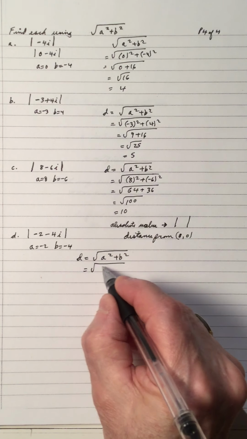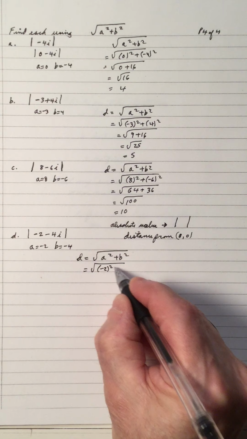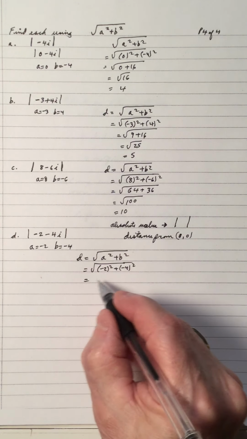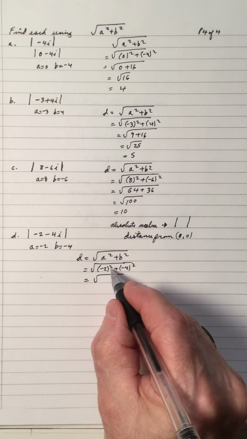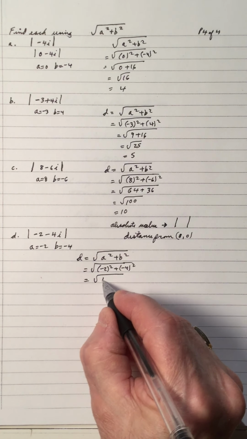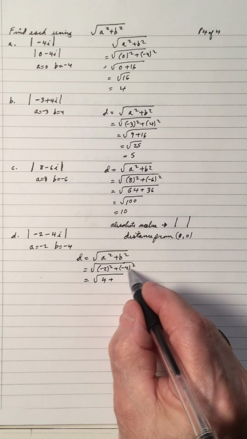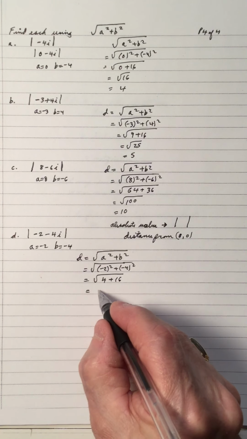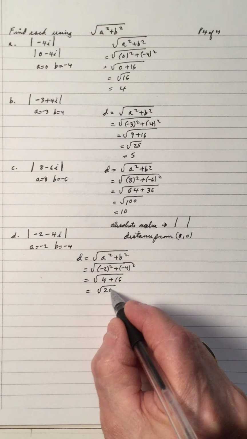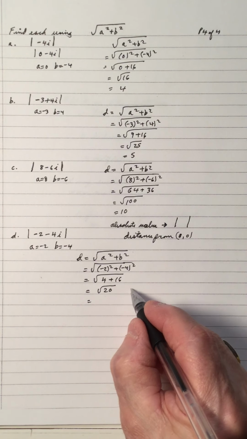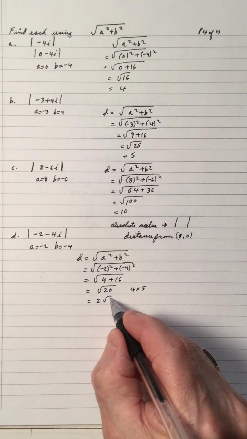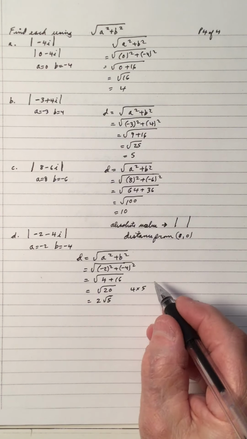And a is negative 2 squared, b is negative 4 squared. Negative 2 squared is negative 2 times negative 2, which is 4. Negative 4 squared is negative 4 times negative 4, which is 16. And that gives us the square root of 20. And the square root of 20 is the square root of 4 times 5, so it's 2 root 5 as an exact value with no decimal.